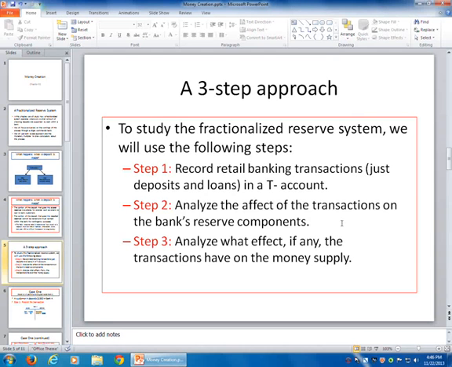Once we have recorded the transactions in the T account, we will then look at their effect on the bank's reserve components. So we want to see how various components within the bank are affected based on the transaction in question. And then the last step, which is really the interesting one, is we'll analyze what effect the transaction has on the money supply. That is, does the retail banking transaction result in the creation of money? We'll be able to determine that in step 3.